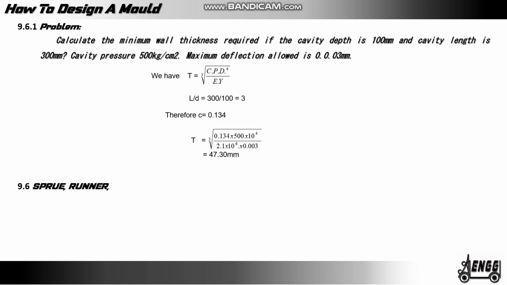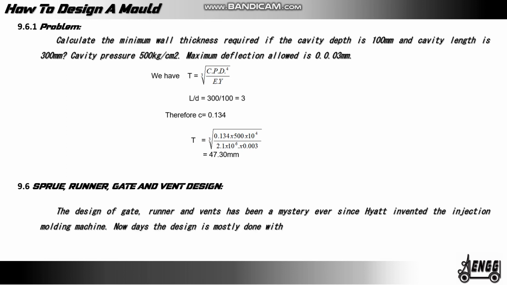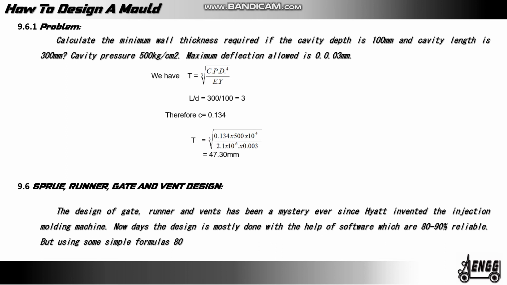Sprue, runner, gate and vent design. The design of gate, runner and vents has been a mystery ever since Hyatt invented the injection molding machine. Nowadays, the design is mostly done with the help of software which is 80 to 90% reliable. But using some simple formulas, 80% accuracy can be achieved.